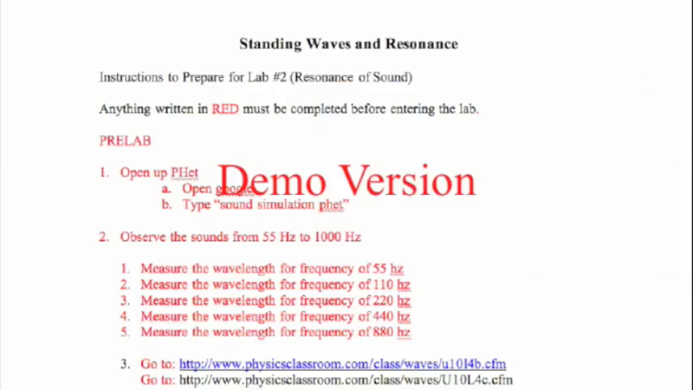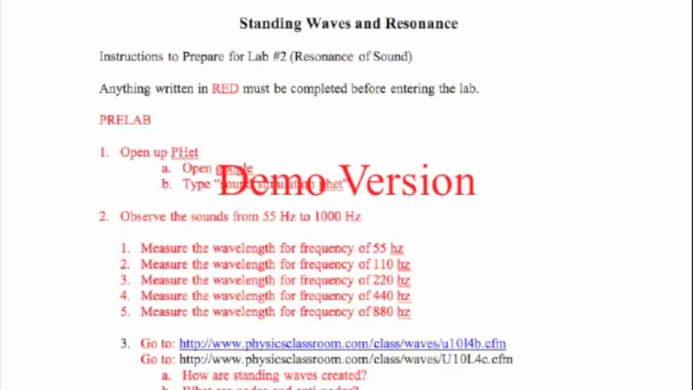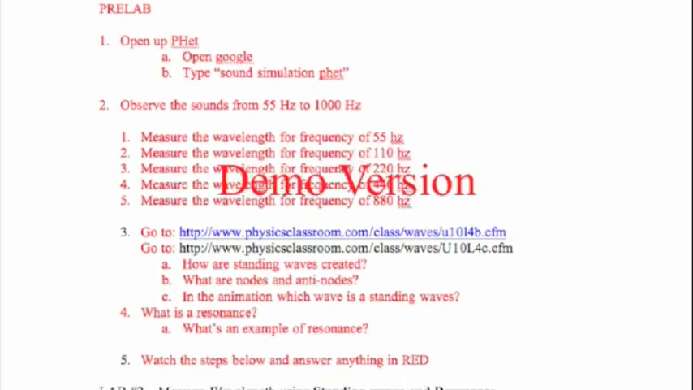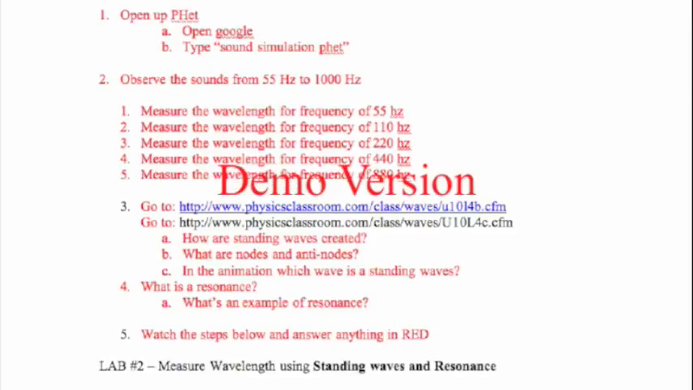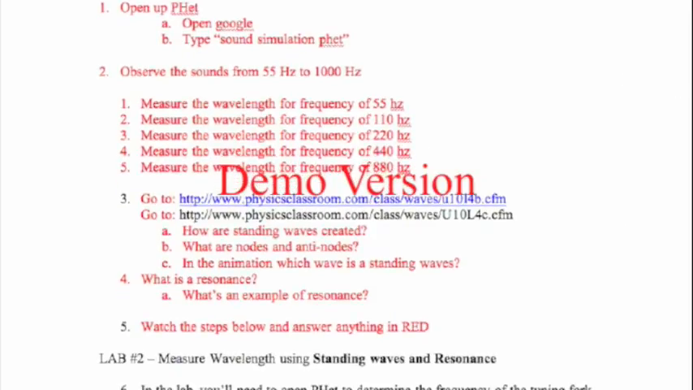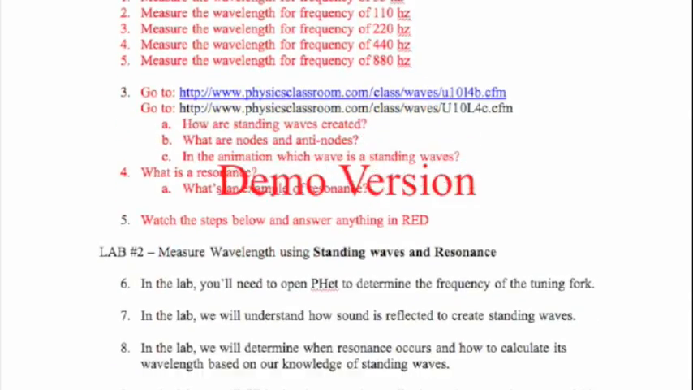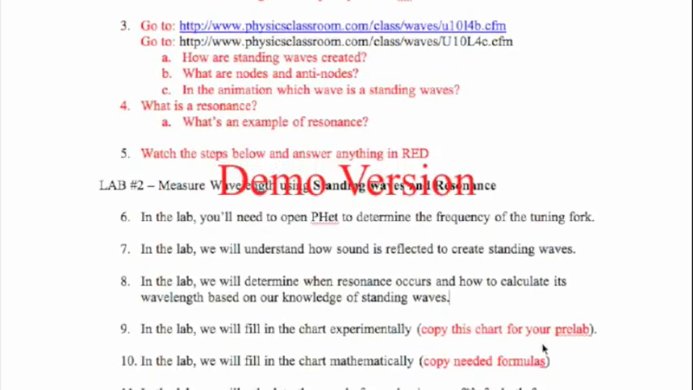So for lab number 2, we're going to cover standing wave and resonance. The thing that's written in red must be completed before entering the lab. So the next thing we're going to do is observe the sound from 55 Hz to 1000 Hz, and we're going to measure the wavelength for each of the frequencies. I will continue from 6 to 10 so that you can fill in the chart that's needed for the pre-lab and the formula that are also needed to complete the lab.